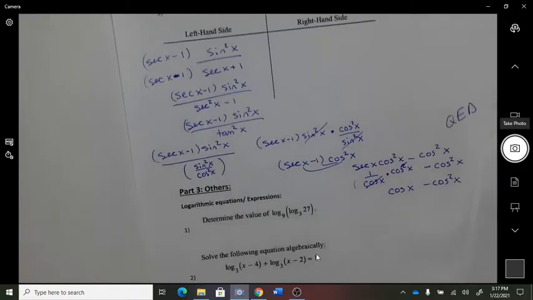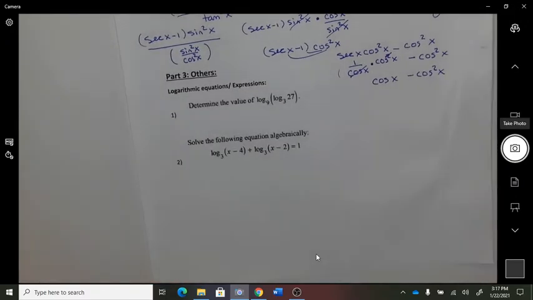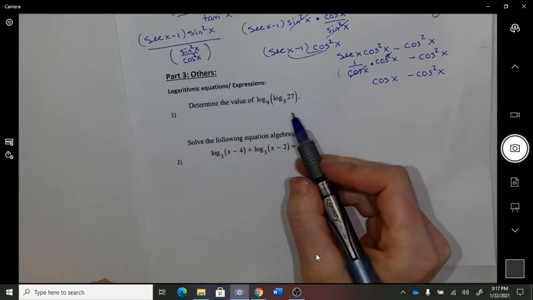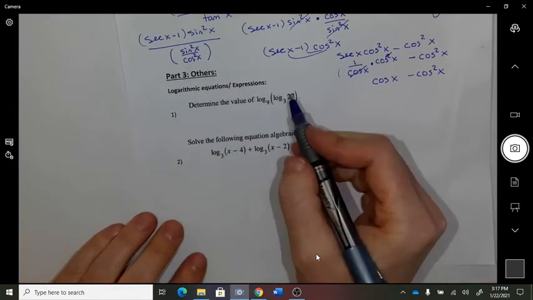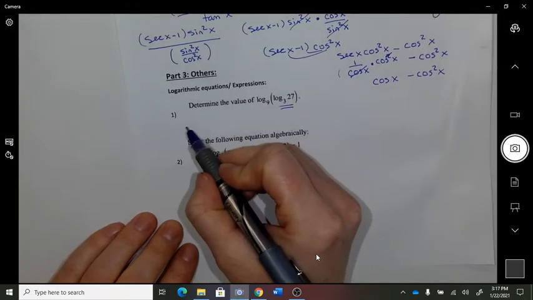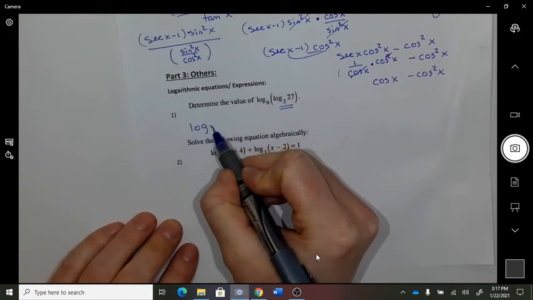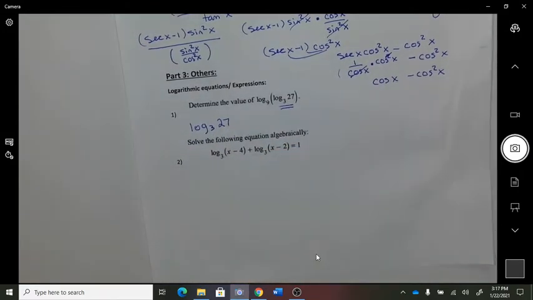Okay, part 3 of your exam. So let's start with the logarithmic equations or expressions. So determine the value of this. Okay, so right now I'm just going to do this first. So what is log 3 of 27?